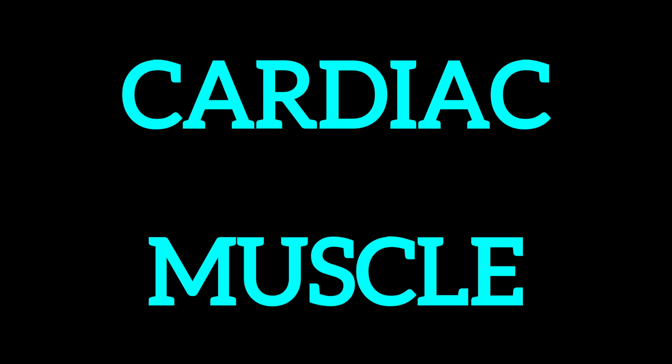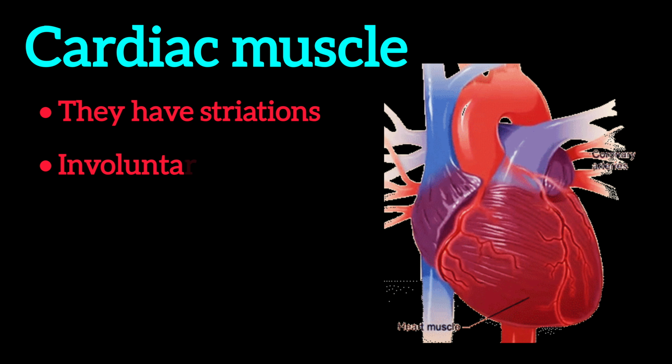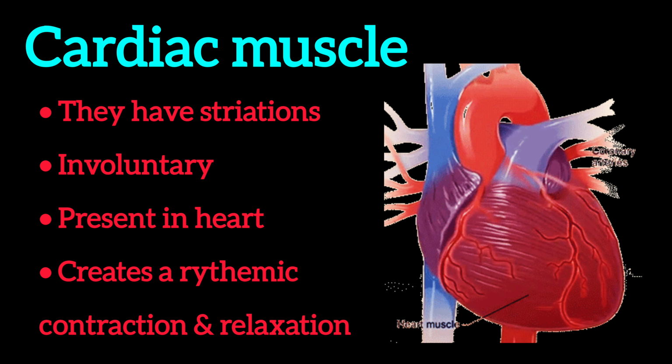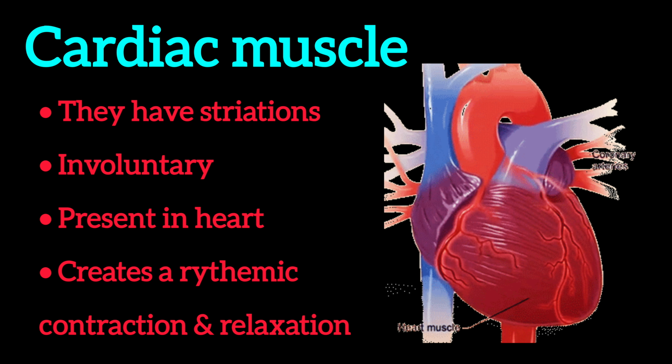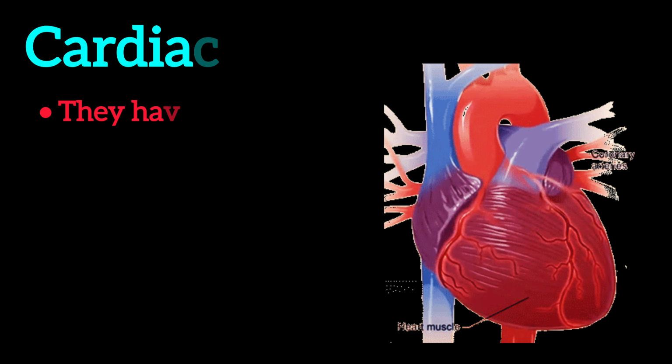Another type of muscular tissue is cardiac muscle. These muscle cells are cylindrical, branched, uninucleated. These muscles are found only in the heart. They have striations, are involuntary, that is not under our control, present in heart, and create a rhythmic contraction and relaxation of the heart. This is about muscular tissue.